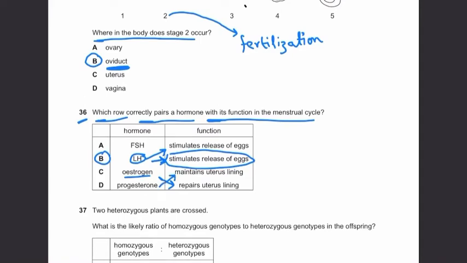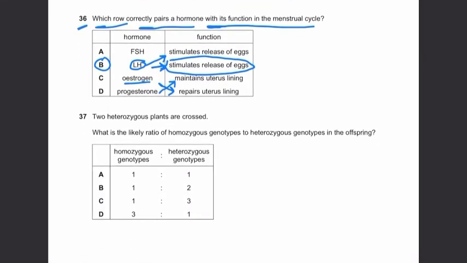Always remember this thing, that progesterone causes the thickening of the uterine lining, and progesterone maintains the uterine lining, the uterus lining, whereas estrogen repairs the uterus lining. The answer is B. Let's move on to MCQ number 37.